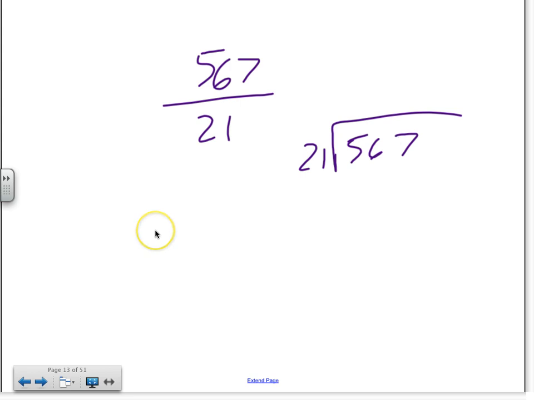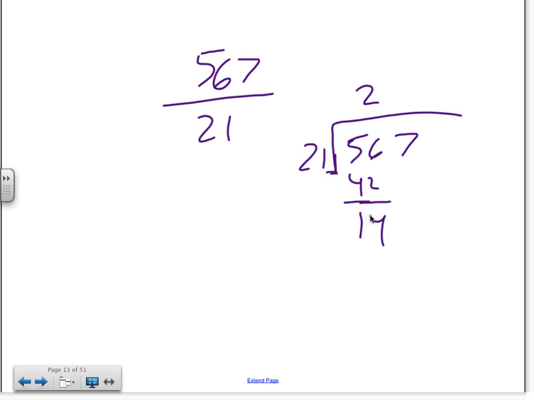You see how many times 21 can go into 56, right? 2. So you said 2 times, fine. So 21 times 2 is 42, which makes it, and then we subtract. 14.